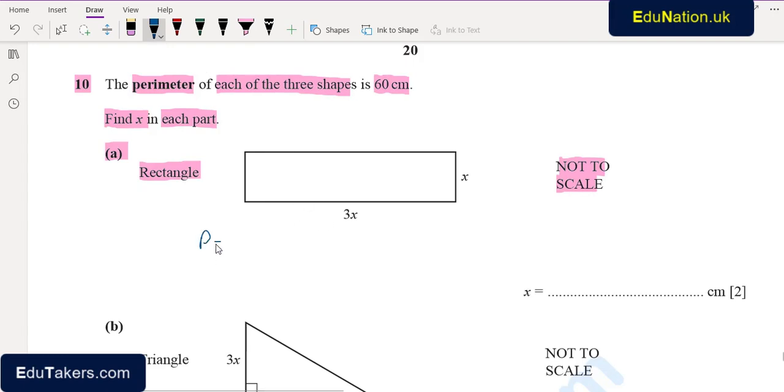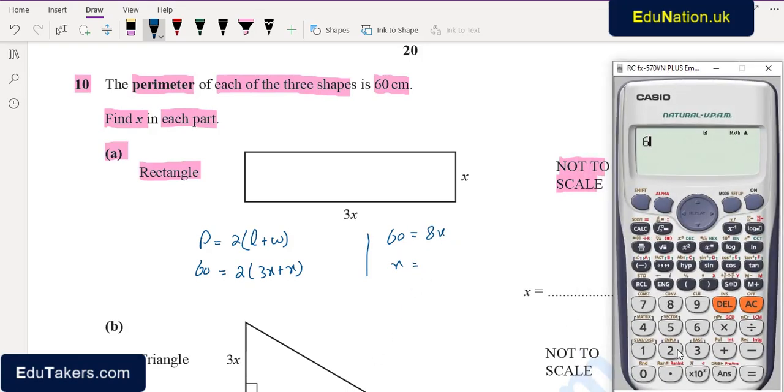Perimeter of rectangle is 2 into length plus width. Perimeter is 60. Length is 3x, width is x. 3x plus x is 4x. 4x times 2 is 8x. So 60 equals 8x, then x will be equal to 60 over 8. 60 over 8 is 7.5.